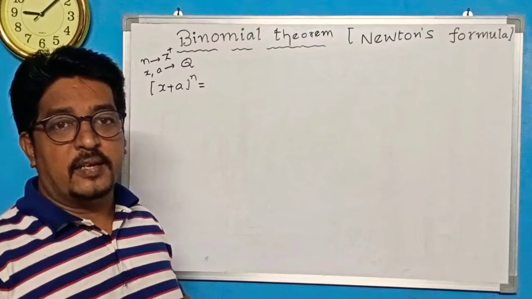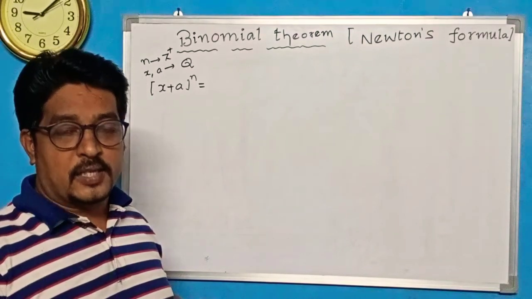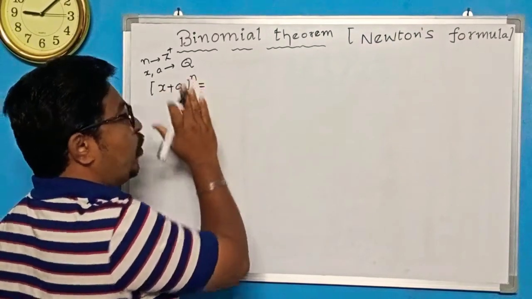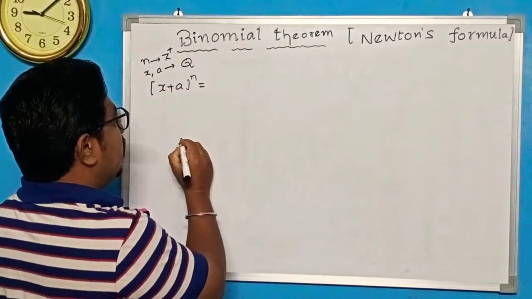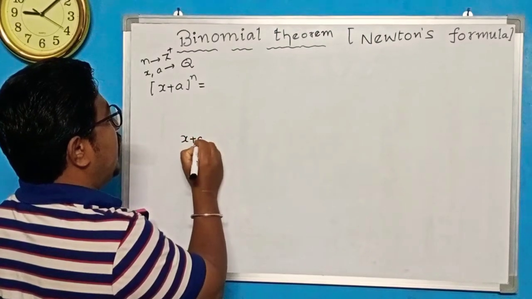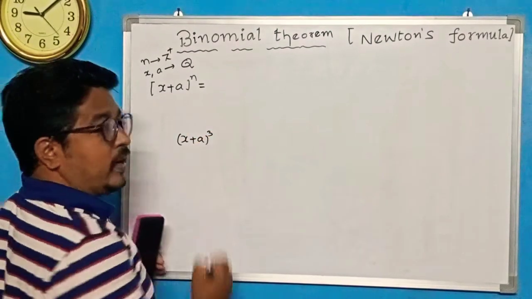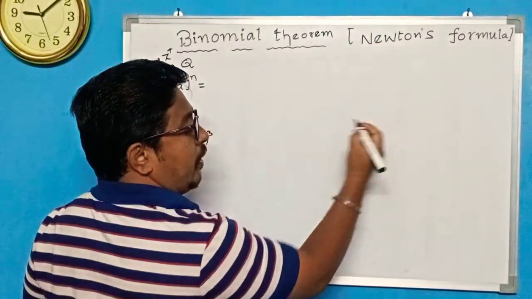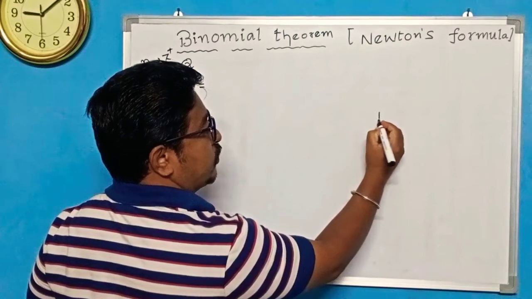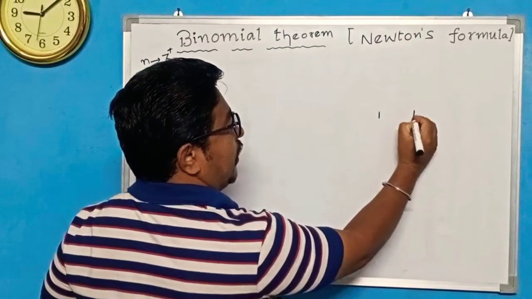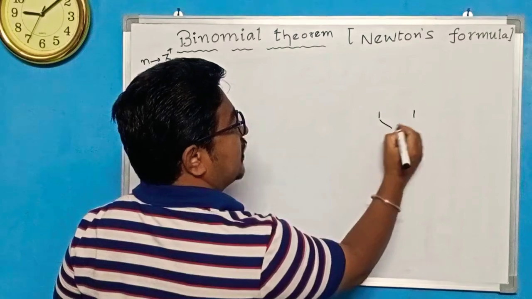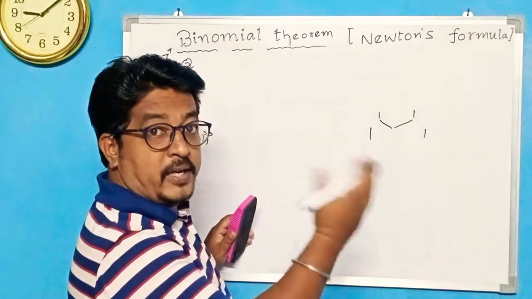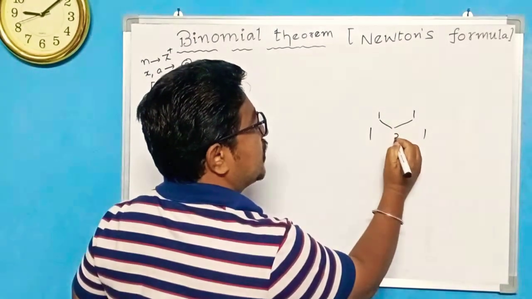In this expansion, we already discussed the Pascal triangle. For example, we have (x + a)^3. What is this expansion? In the Pascal triangle, the first row is 1, 1. We add both; the coefficients at the ends are 1, and 1 plus 1 is 2.